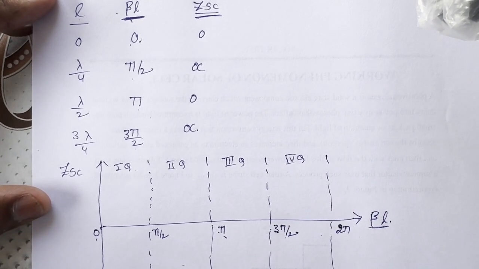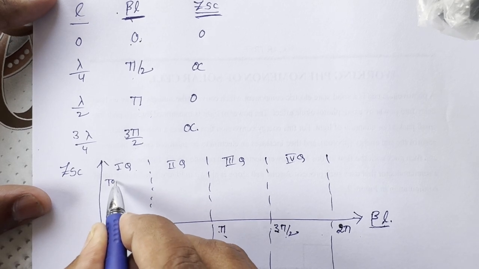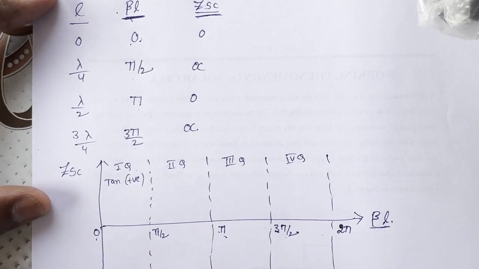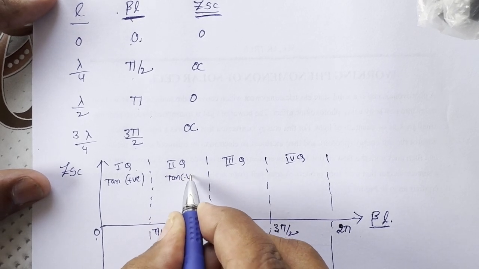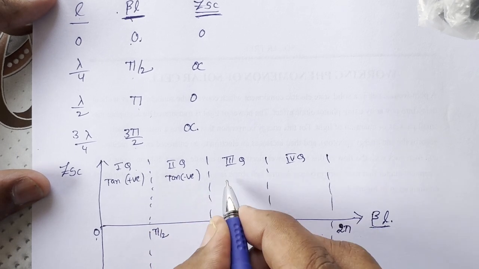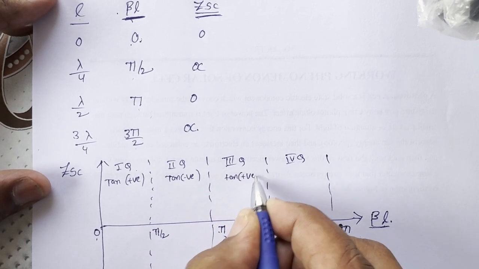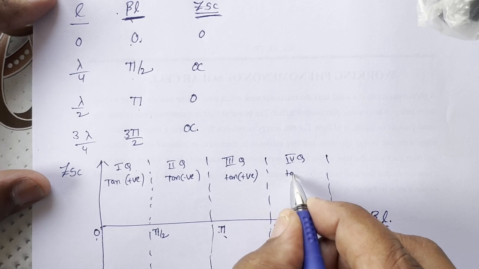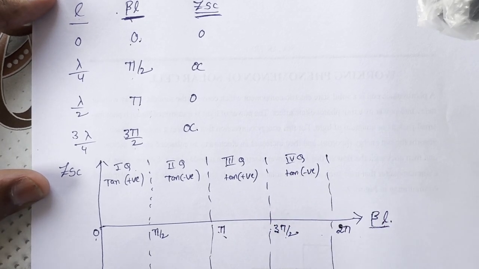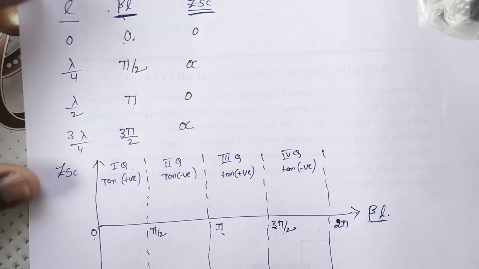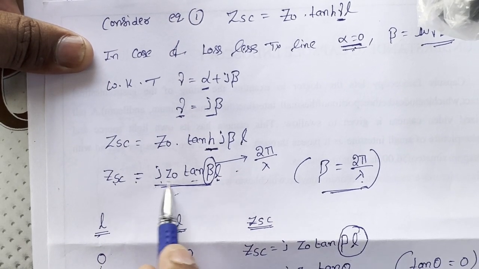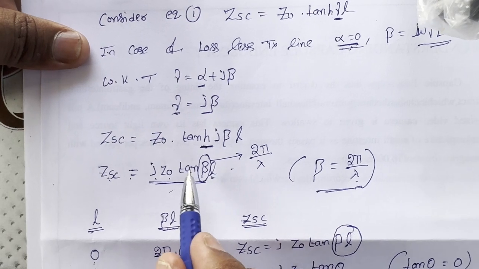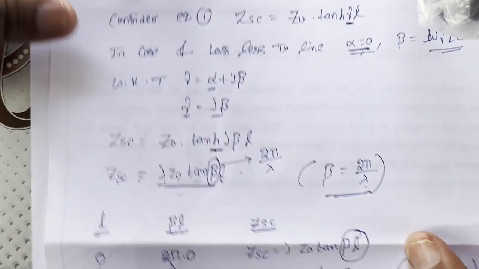In the first quadrant, tan value is positive. In the second quadrant, tan value is negative. In the third quadrant, tan value is positive. In the fourth quadrant, tan value is negative. We have considered tan values because our expression is in terms of tan: ZSC equal to jZ naught tan beta L. So we have considered the expression in terms of tan.